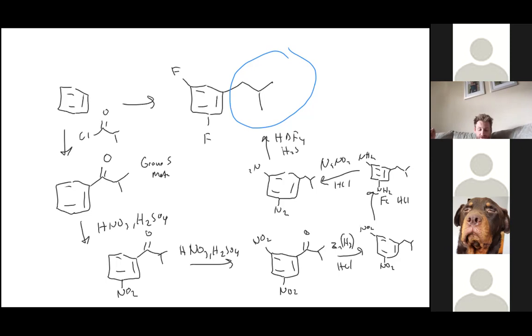You could add the nitro groups first because there's a group 6. So you could either dinitrate, or add a nitro group, do the Friedel-Crafts, do another nitro group. Any of that order has kind of worked out fine.